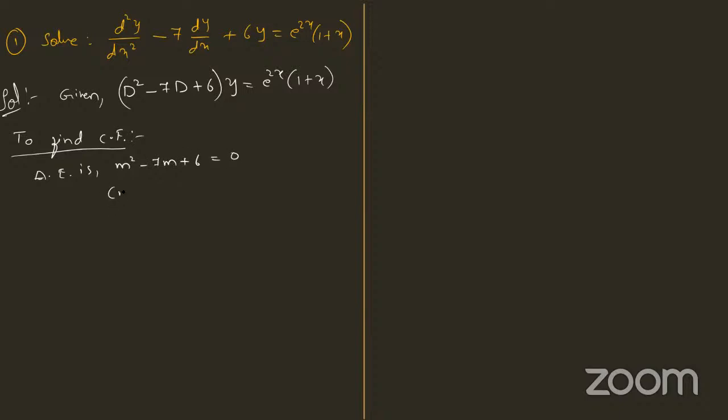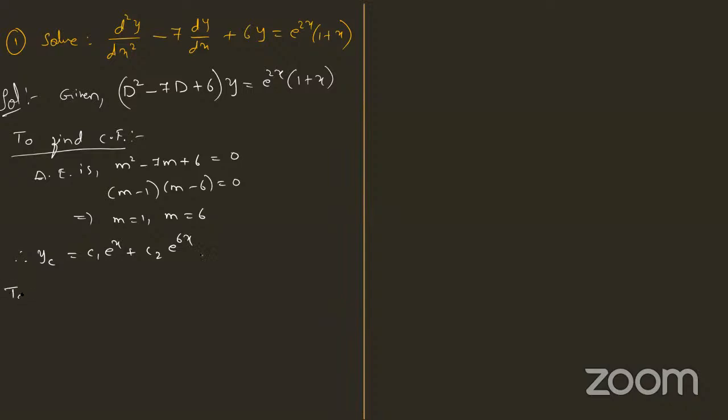So we can write this as (m minus 1) into (m minus 6) is equal to 0. So from here you can write m is equal to 1 or m is equal to 6. So we clearly have two real and distinct roots, right? Therefore, we can write the complementary function yc as c1 e power x plus c2 e to the power of 6x. Right? So that's the complementary function.